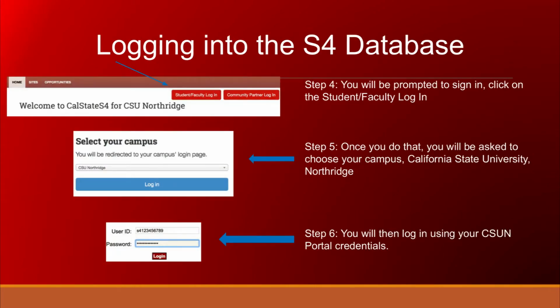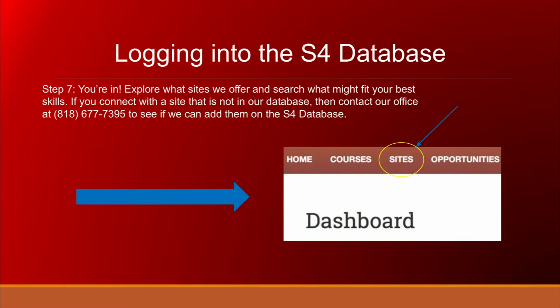Once you are on the S4 landing page, click Student/Faculty Login in the right-hand corner. You will then be asked to select your campus. Find Cal State Northridge, then proceed to login. To log in, simply enter your CSUN user ID and password, and you will now be on the S4 homepage.